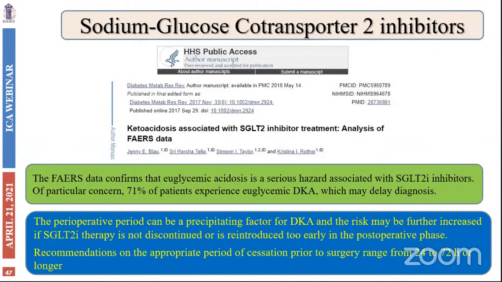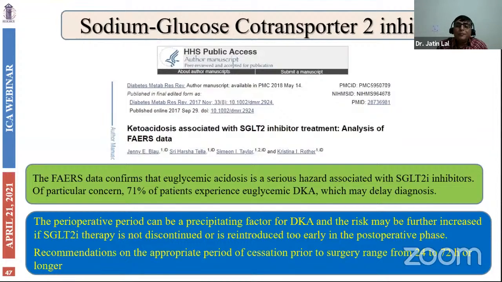Another study found ketoacidosis associated with SGLT2 inhibitor treatment, and this FAERS data confirms that euglycemic ketoacidosis is a serious hazard associated with these inhibitors. Of particular concern is that 71% of the patients experienced euglycemic diabetic ketoacidosis, which may delay the diagnosis.